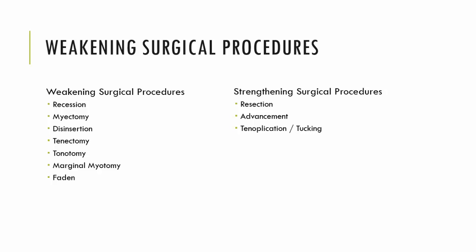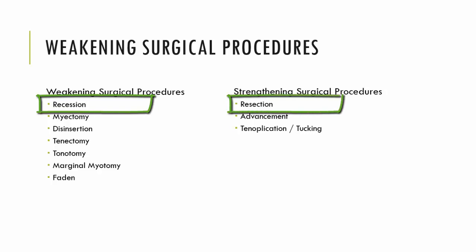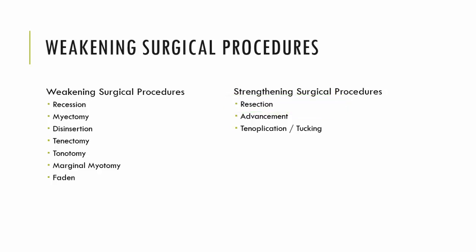Overall, we have weakening and strengthening procedures for strabismus surgery. Here I've listed some surgeries that relate to weakening extraocular muscles and some surgical procedures that relate to strengthening extraocular muscles. Now, we're not going to go through all these procedures. For concomitant strabismus, the most important ones we need to learn are the recession procedure and the resection procedure. The recession is a slackening procedure, so it weakens the extraocular muscle. The resection relates to strengthening and tightening the extraocular muscle. The other procedures we'll learn more about next semester.